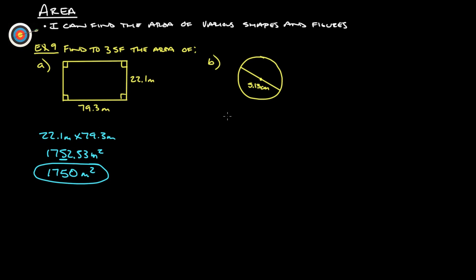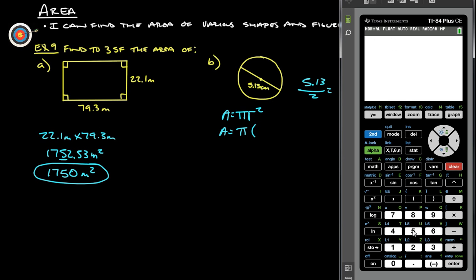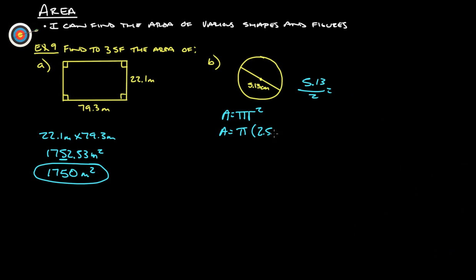Okay, area of a circle, area is pi r squared. So our area is going to be pi times our radius. We've got 5.13 for the diameter, so we have to take half of that. 5.13 divided by 2 gives us 2.565. In order to get an accurate answer, you want to save all your rounding for the end. So try to be as accurate as you can before that, because if you round too much, your answer will become inaccurate by the time you get to your final answer.